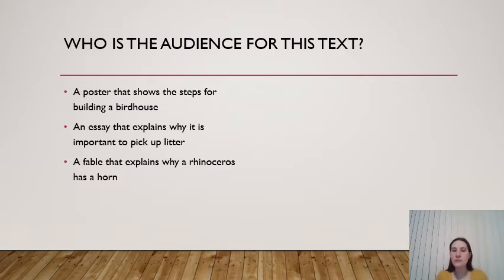Finally, who might the audience be for a fable that explains why a rhinoceros has a horn? Who might that audience be?